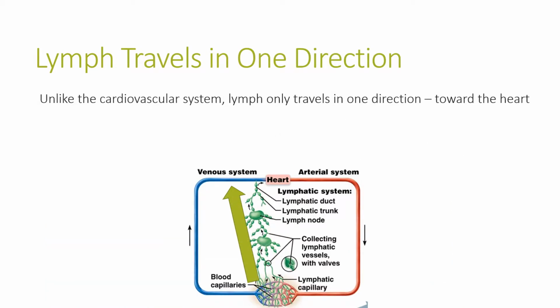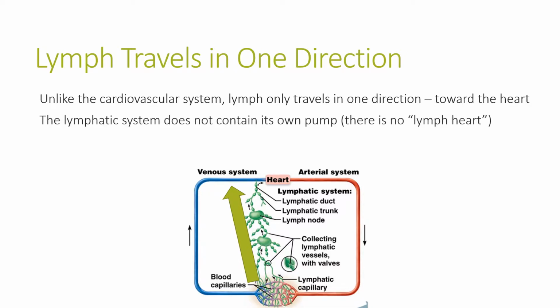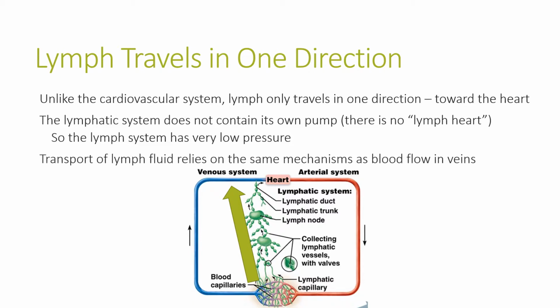Unlike the cardiovascular system, lymph only travels in one direction, toward the heart. The lymphatic system does not contain its own pump. There is no lymph heart, and because of that, the lymph system has very low pressure. The transport of lymph fluid relies on the same kinds of mechanisms as blood flow in veins.